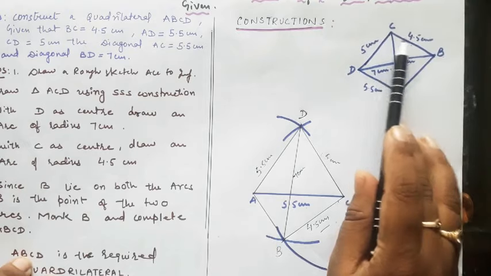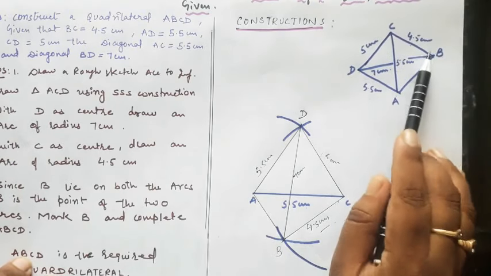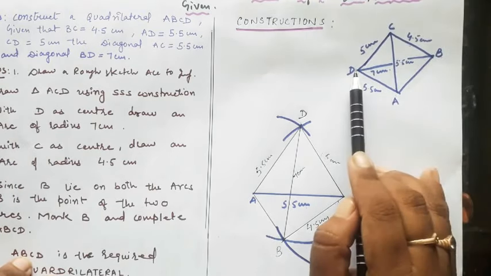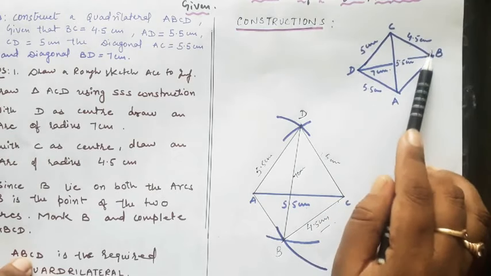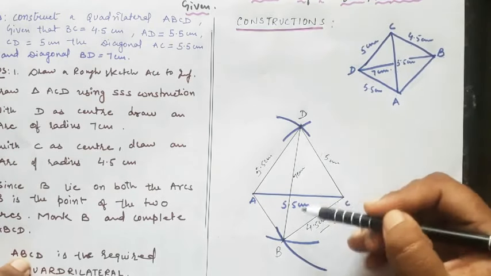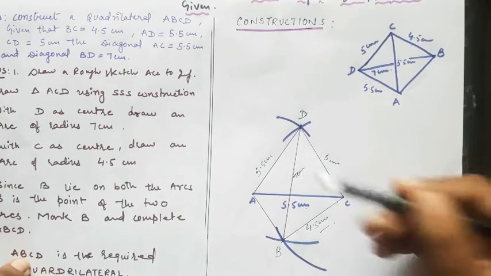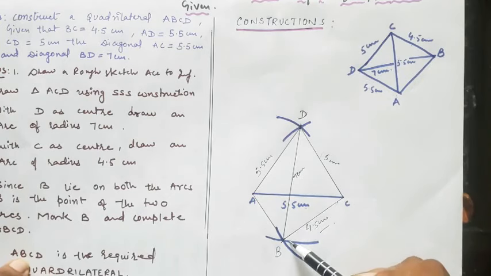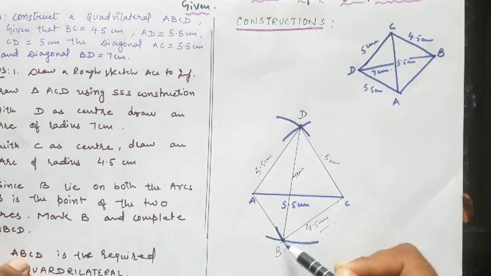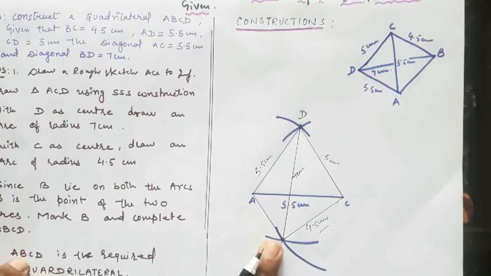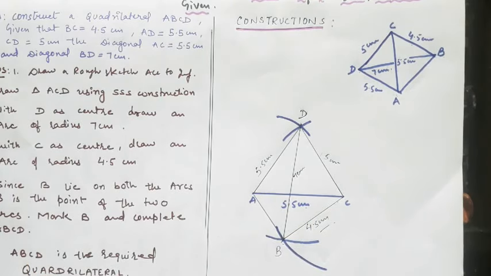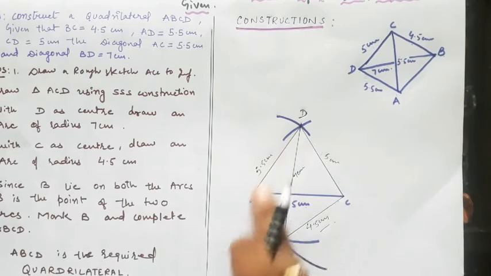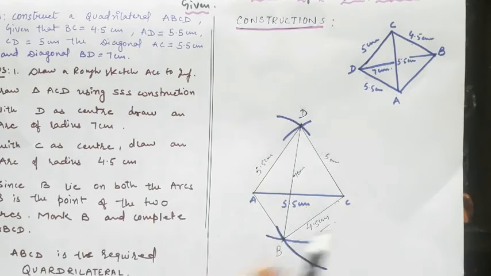From C I have taken 4.5 centimeter to make one arc here. Okay, similarly from D I have made another arc. See, from D I have made another arc that is of 7 centimeter, and from C one arc that is 4.5 centimeter. Afterwards these 2 arcs intersect each other at point B, and afterwards I could join this point with the given points, and as a result I could get a quadrilateral ABCD.